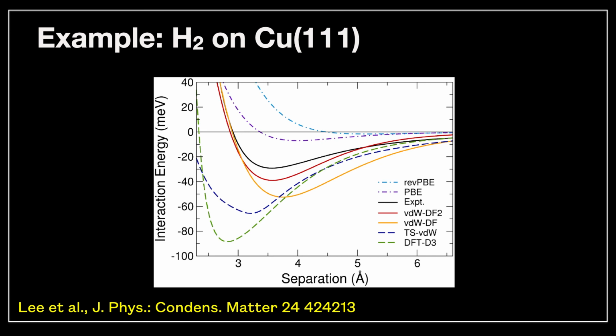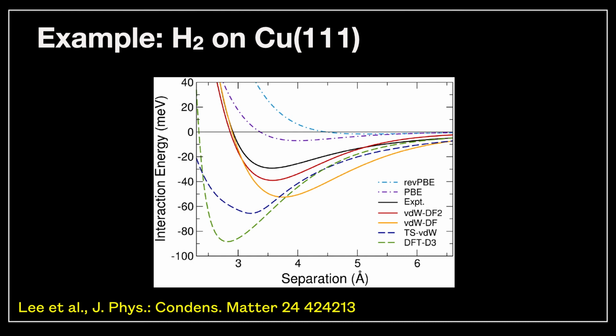This is here another example when we have a hydrogen molecule on copper 111. I like this result a lot because it's very clear. Those authors have looked at different functionals, and you see the experiment in the black curve, and you can see that the van der Waals DF2, the red line, gets very close to the experiment.